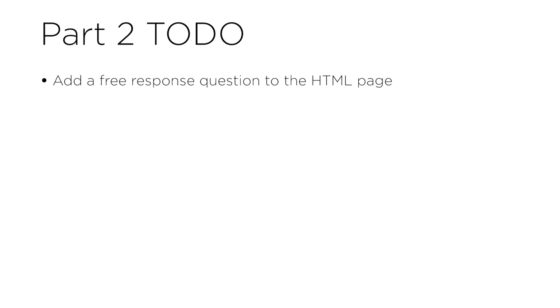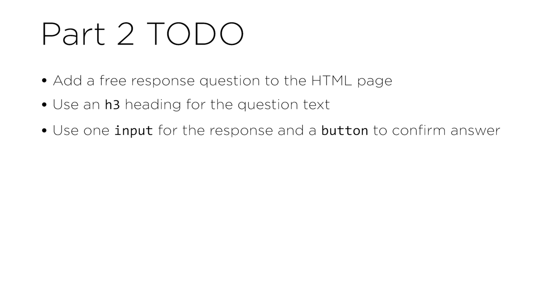Meanwhile, in part 2, you'll do something very similar, except instead of doing this for a multiple choice question, you'll do this for a free response question. So you'll start by picking a free response question and adding that question to the HTML page, again, using an H3 heading for the text of the question. But this time, instead of one button for each possible response, you'll use one input for the response, and a button to confirm the answer once the user has typed in their response.